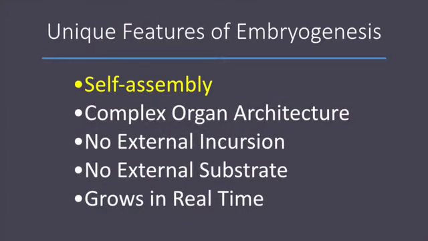Now, the embryo, as I said, has the unique ability of self-assembly. The embryo can create complex organ systems with no outside incursion. In addition, the embryo doesn't use input of external substrate. There are no grafts, there are no external inputs of any of the material that goes into making these structures. All of the material is created at the site by the embryo de novo.